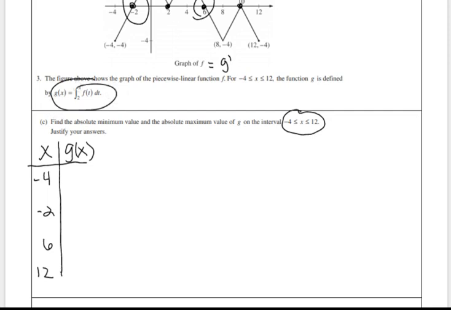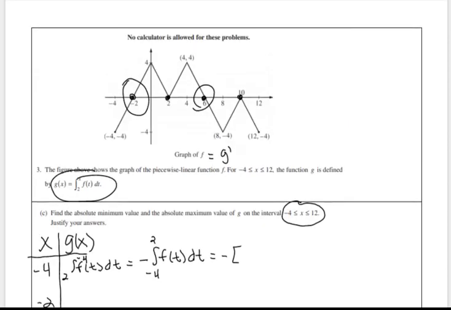All right, so in order to find these values, we're going to need to use this integral, right? So to find g of negative 4, it means we're going to do the integral from 2 to negative 4 of f of t dt. So we can see that that integral is actually written backwards. So I'm going to make it negative and go from negative 4 to positive 2. And so let's see what we end up getting here. The integral from negative 4 to positive 2.